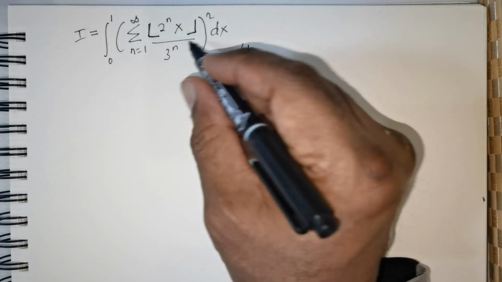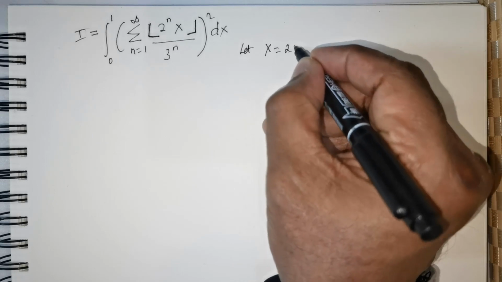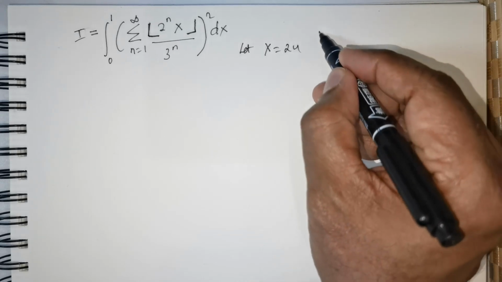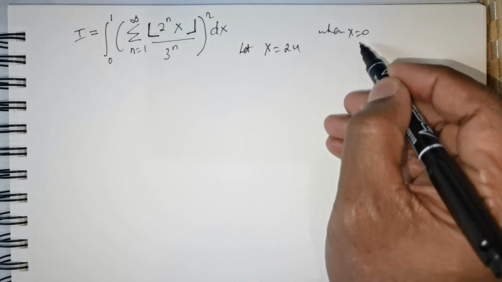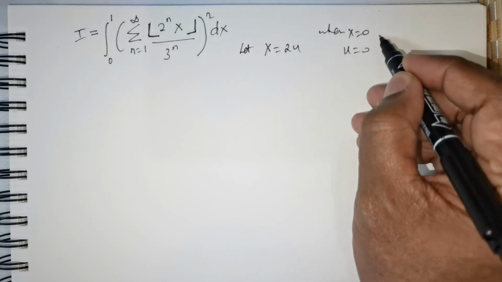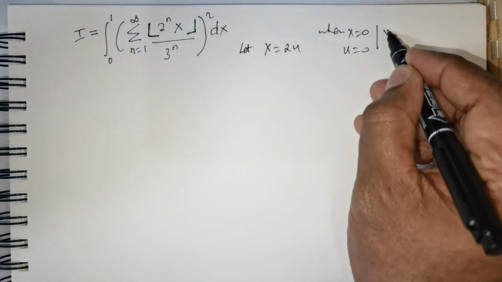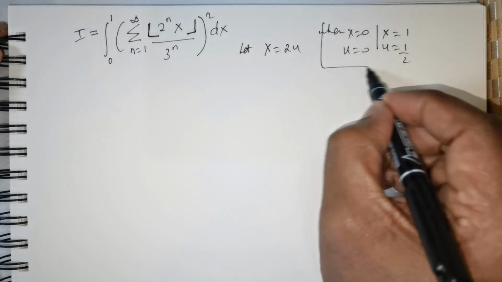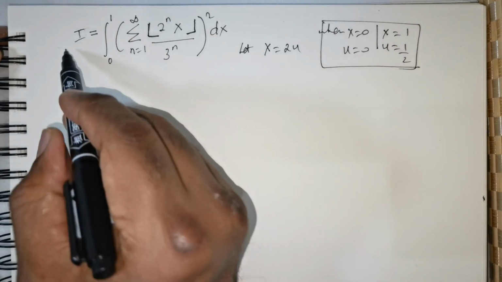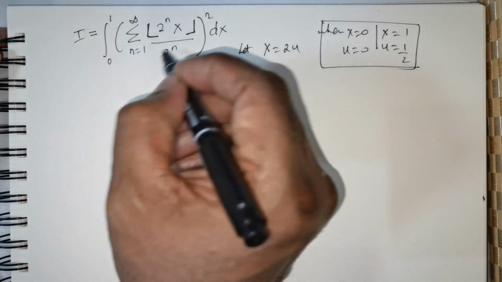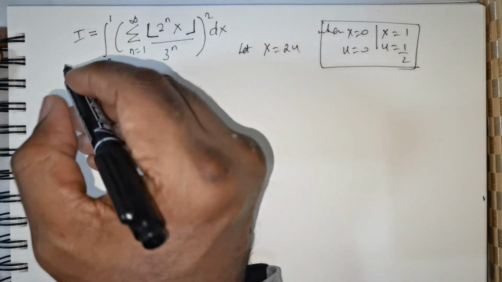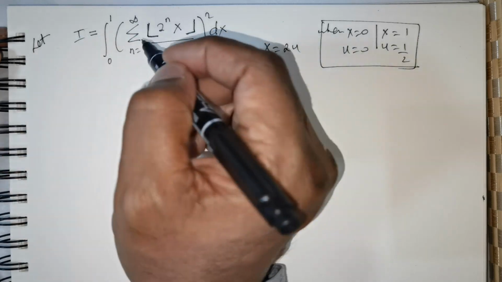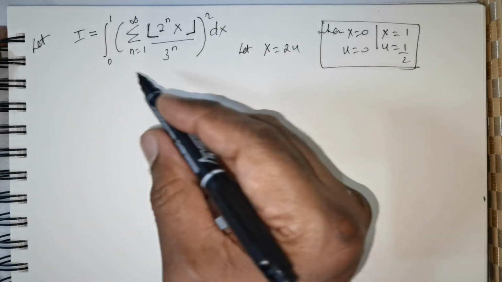Let x be equal to 2 times u. Now, the limits will be: when x is equal to 0, u is going to be 0, and when x is equal to 1, u is going to be 1 over 2. I have already taken I to be equal to this integral. Let I be equal to this.